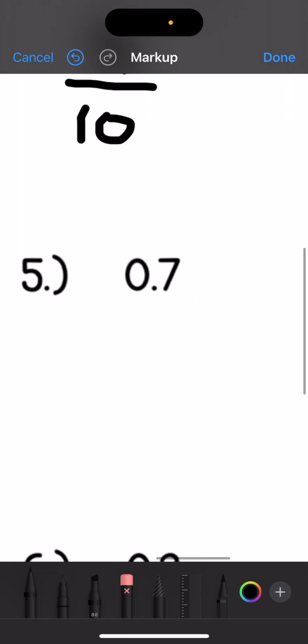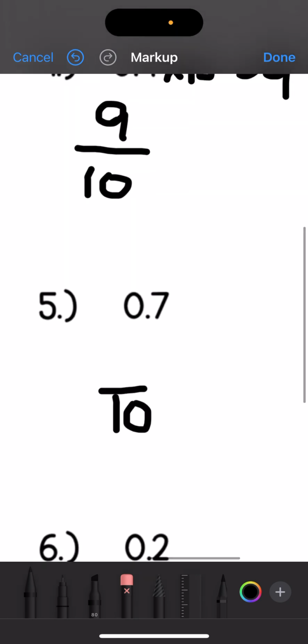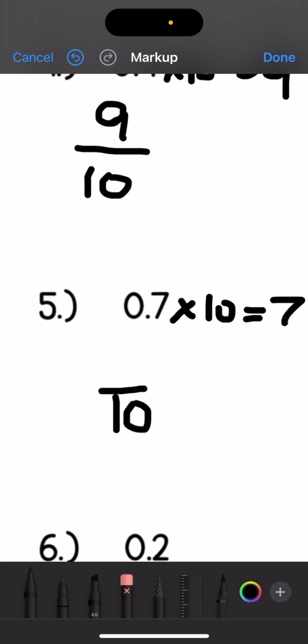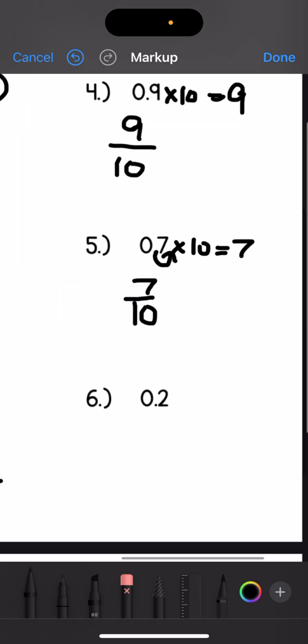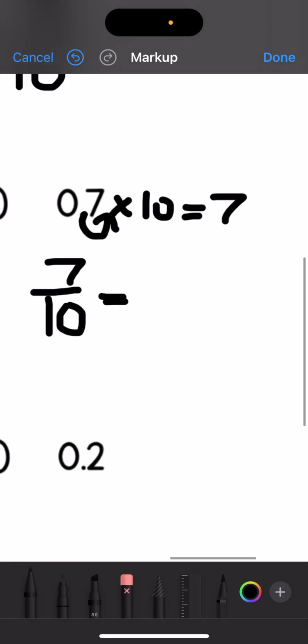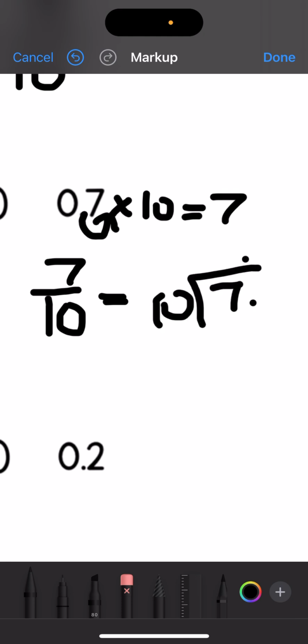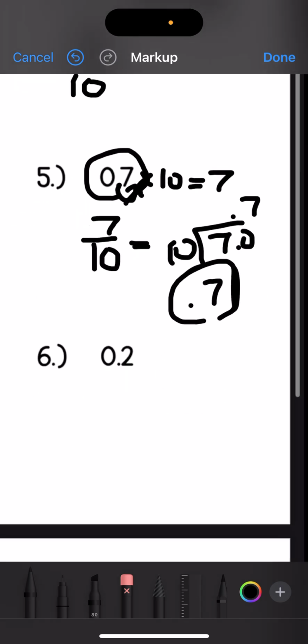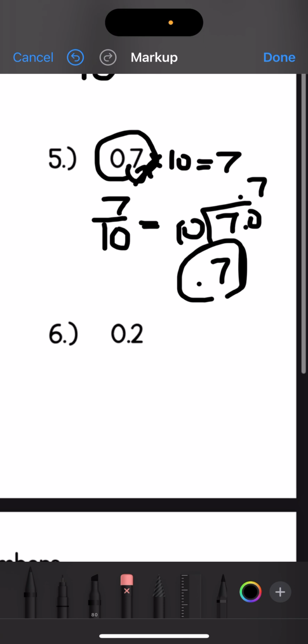Okay, so we have 0.7. We're going to have it go over 10 again. So we're going to multiply by 10 again, and we get 7. Because multiplying by 10 will just shift that decimal place once to the right. So we get 7/10. So, I mean, if you're doubting this method, one way to check it is turn the fraction 7/10 back into a decimal. And we get 0.7, which was the original number. So we know that this method works.